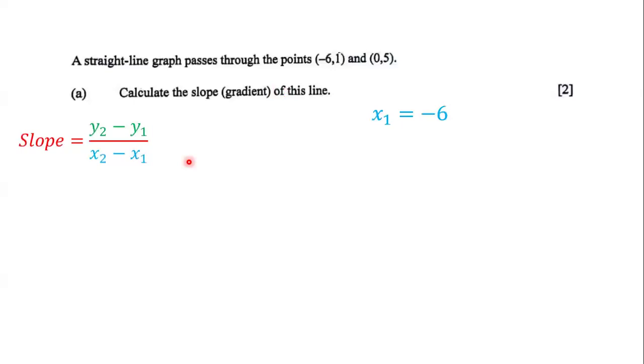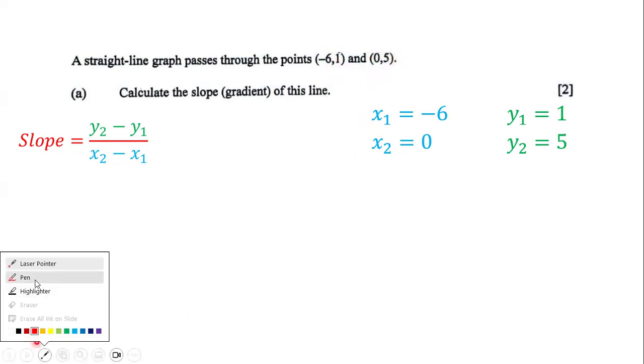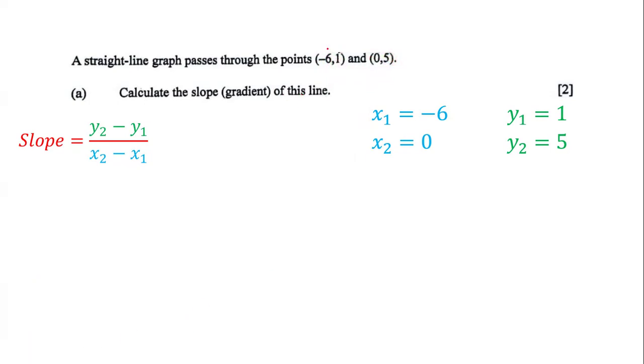Now in our case, x1 is going to be -6 and x2 is going to be 0. How about y1 and y2? Well, y1 is 1 and y2 is 5. And so basically this is how it is.